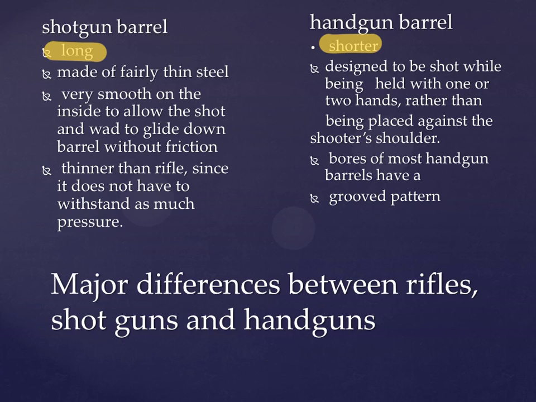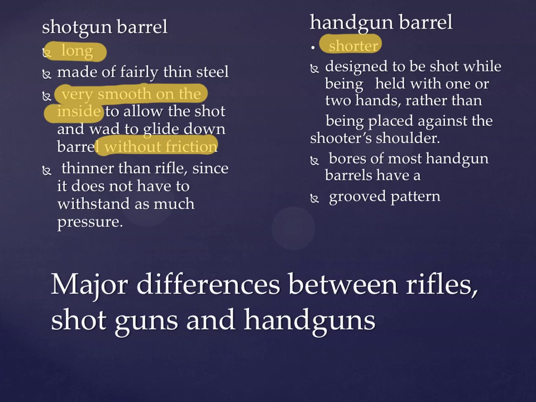The steel in a shotgun is normally fairly thin, and it's really smooth on the inside, and it allows the shot to glide and move down the barrel without friction. So I want you to highlight that it's very smooth on the inside, because that's the part that's important. It's very smooth on the inside, and that allows your shot to move without friction.